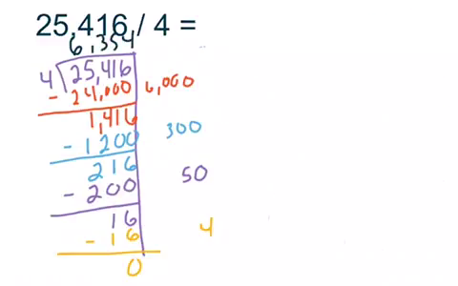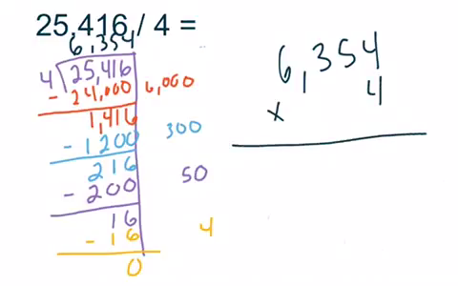The best way to check my division work is to use inverse operations or multiplication. If I did my work properly, then I should be able to multiply my divisor by my quotient to equal my dividend. If I use the standard algorithm to check that, if I take 6,354 and multiply it by my divisor, which was 4, I should get my dividend.